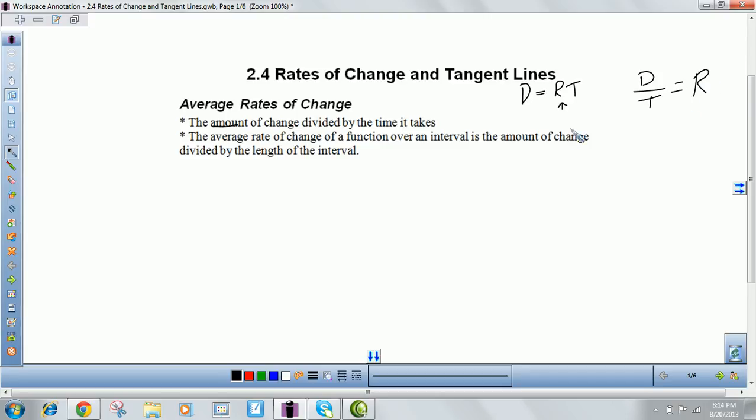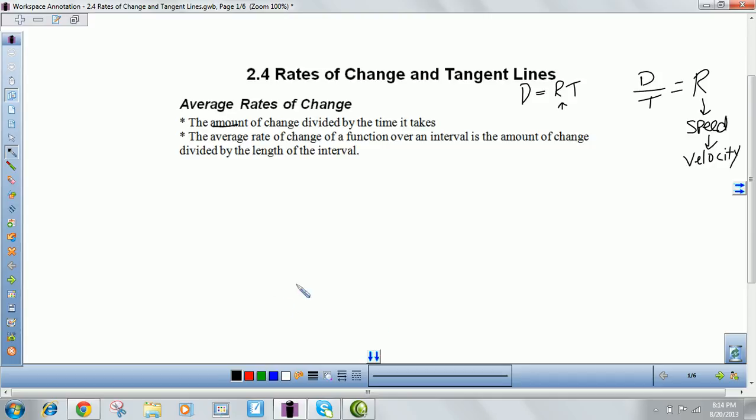is equal to rate. And remember, rate is a rate of change, which today we're going to connect to speed, which is the same thing as velocity, except velocity is directional, which is a rate of change, which is a slope. So to find the speed of an object, you just figure out what the slope is given its velocity graph. Now the average rate of change of a function over a given interval is the amount of change divided by the length of the interval.